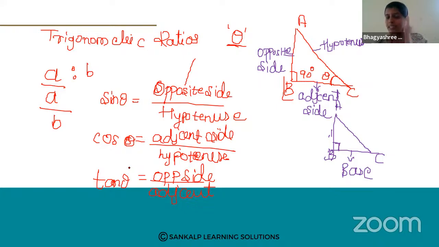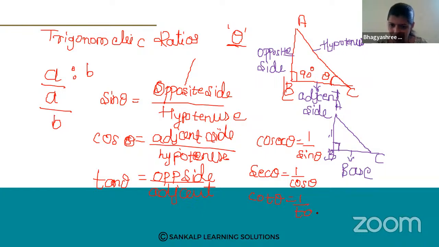Next, 3 reciprocal relations are there. This is also very important. We have to remember the reciprocal relations. Which ones come? Cosec theta. Cosec theta means 1 divided by sin theta, right? Sec theta, that is secant theta, shortcut we call it sec theta. Sec theta is 1 divided by cos theta. Another one is cot theta. Cot theta means 1 divided by tan theta.